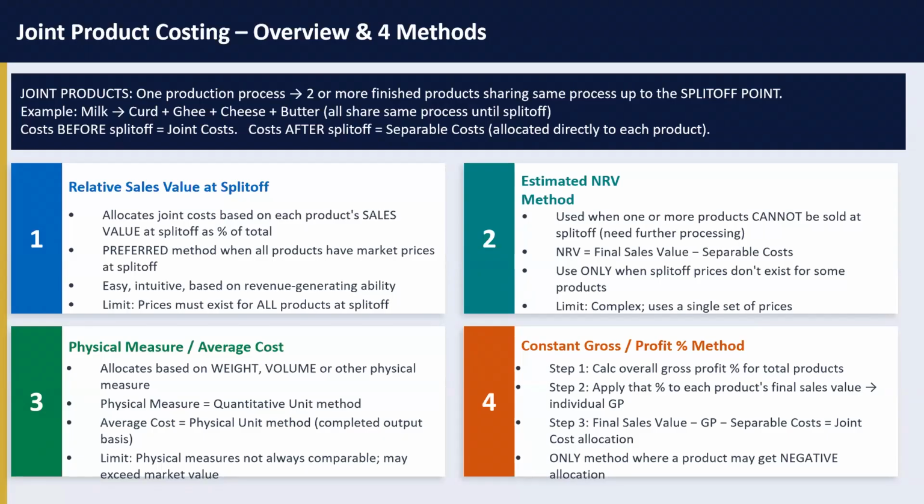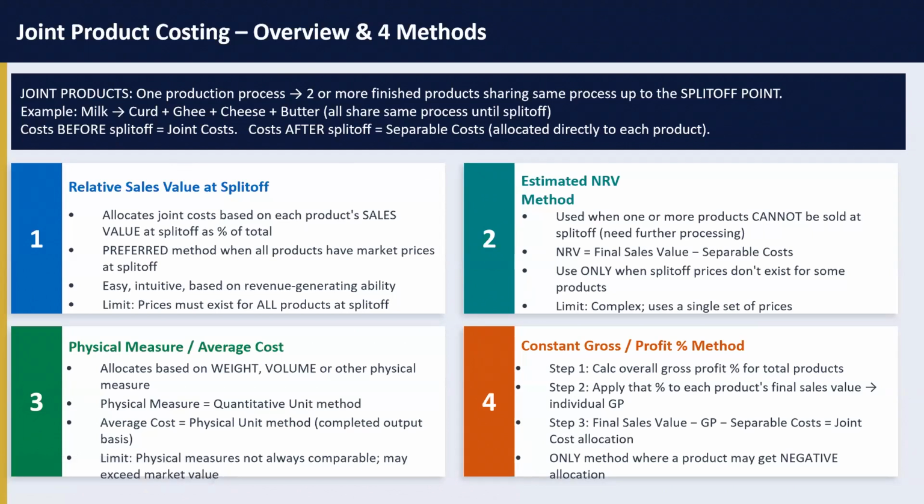Now, how do we allocate the joint costs? It is simple. It will be based on the sales value at split off as a percentage of total sales revenue. If you are able to sell curd, ghee, cheese and butter, what is the total sales revenue that you will be getting? You will find out each individual product's percentage of the total sales revenue. Then you will be allocating the joint cost based on that.